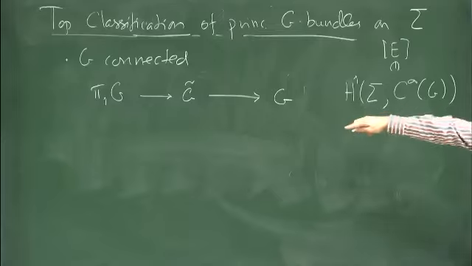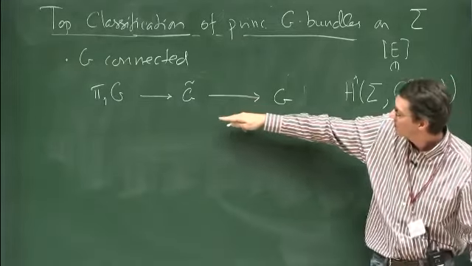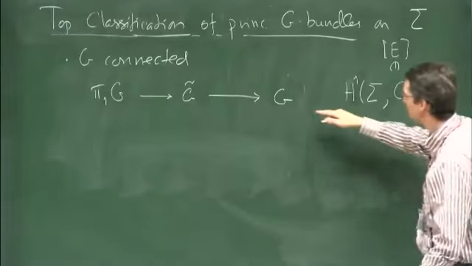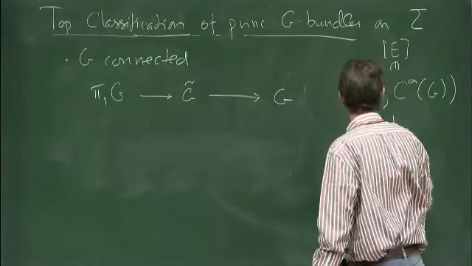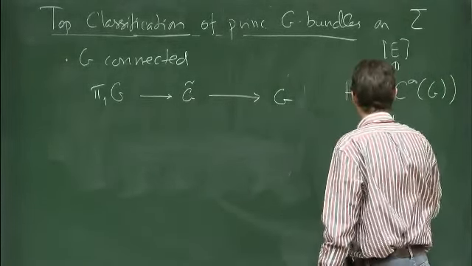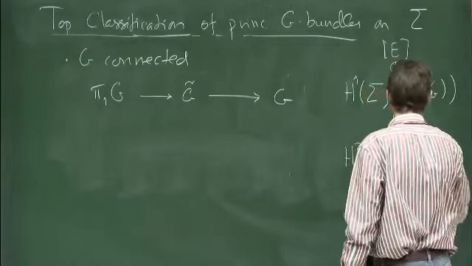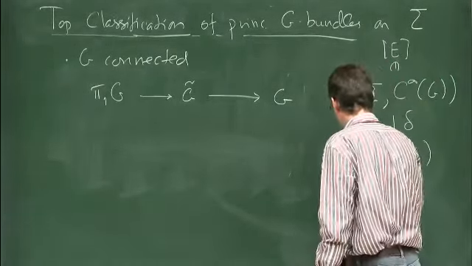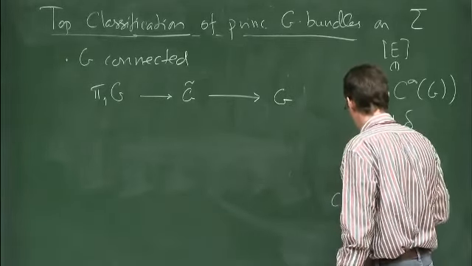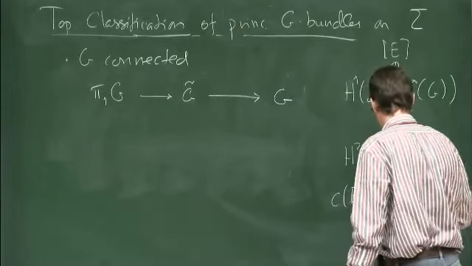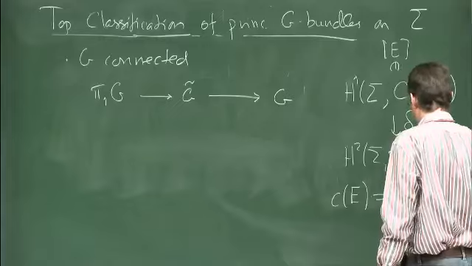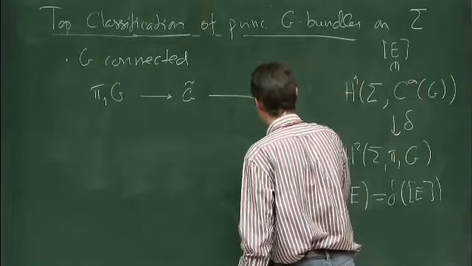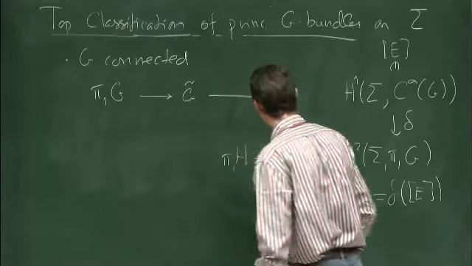Then, because this group is abelian, you can make sense of the coboundary associated to this sequence of sheaves, and that'll take you into the second cohomology with coefficients in pi 1 G. So we get a class that I'll call C of E, which is just a coboundary of E. Of course, this is just pi 1 of G, which is again the same as pi 1 of the maximal compact H.